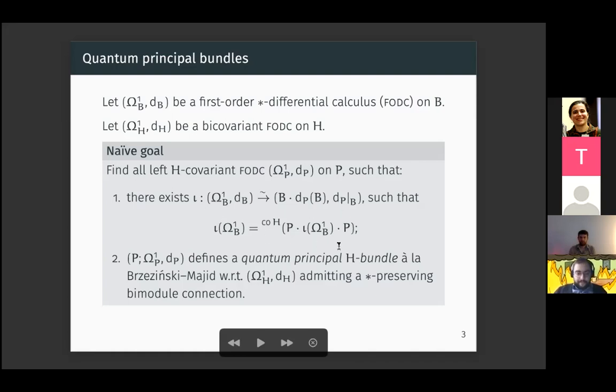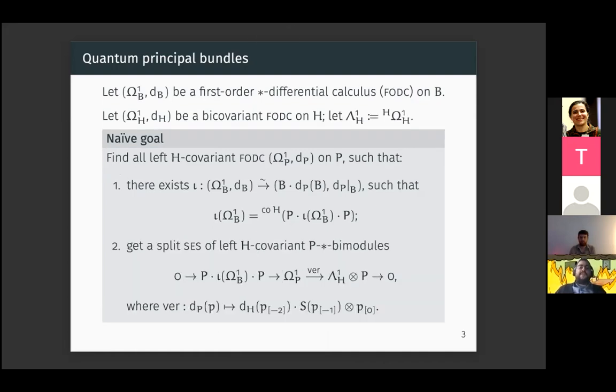That's what you want. And the second thing is you want P together with this calculus to define a quantum principal H bundle with this not necessarily universal calculus, with respect to this not necessarily universal bicovariant calculus on H, admitting a star preserving bimodule connection. If you unpack this further, what does this actually mean? Well, you have this sub-bimodule of horizontal one forms, including into here.